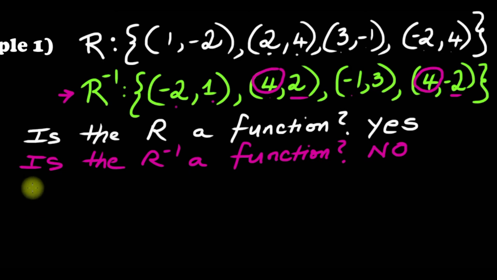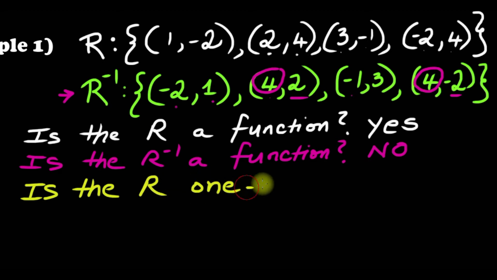And then the last question is, is the relation one-to-one? In order for it to be a one-to-one function, the relation has to be a function and the inverse of the relation also has to be a function. Here we have that the relation is a function, but the inverse is not a function. Therefore, we do not have a one-to-one. So the answer is no.